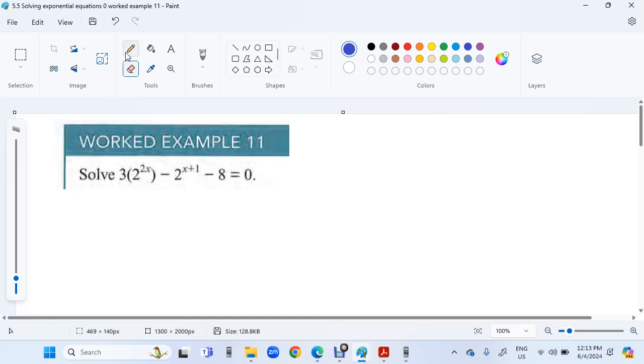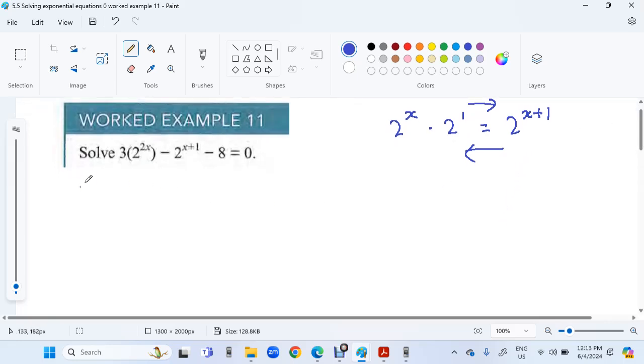Now we want to solve 3 times 2 to the power 2x minus 2 to the power x plus 1 minus 8 equals 0. When we have indices and we have the plus or minus, then we have to do it the other way. 2 to the power x times 2 to the power 1 is actually 2 to the power x plus 1. Normally we combine; now we split it. So this will become 3 times (2 to the power x) squared minus 2 to the power x times 2 to the power 1 minus 8 equals 0.